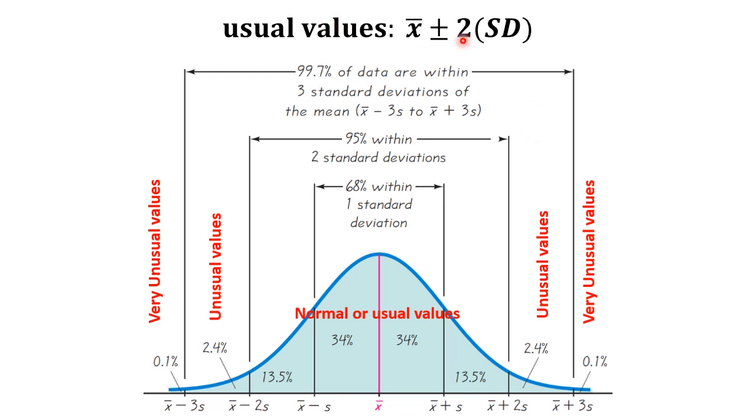The formula is given by the mean plus or minus two standard deviations. The plus is where we solve for the upper limit, while if you use the minus, then we are looking for the lower limit of the range of usual values.